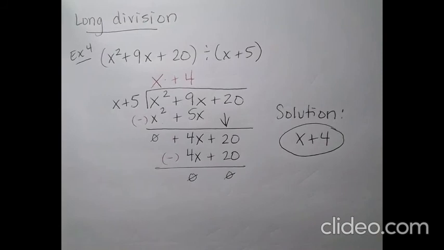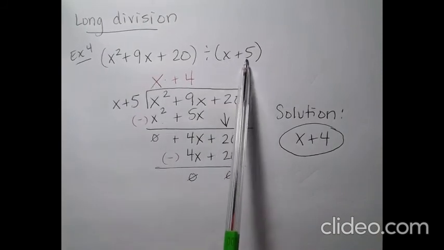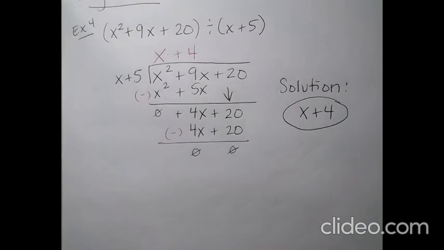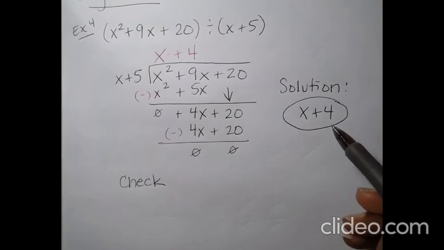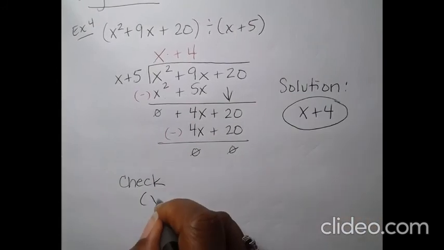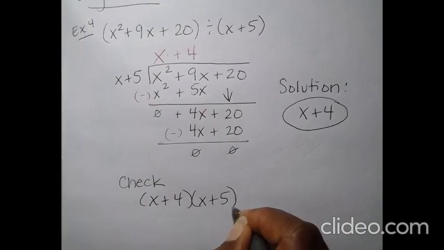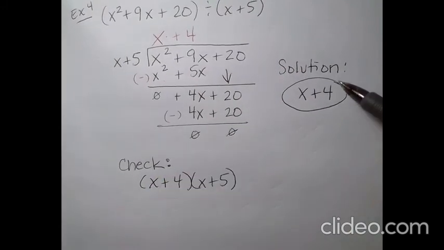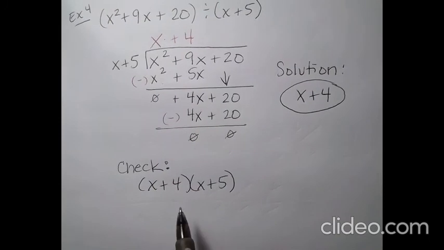That is our solution. The solution of x squared plus 9x plus 20 divided by x plus 5 is x plus 4. And the way you can check it, let's do a check, is to multiply our solution with the x plus 5, or with the divisor. If we would multiply our solution back times the divisor, we can see whether it's accurate or not. So let's use FOIL.